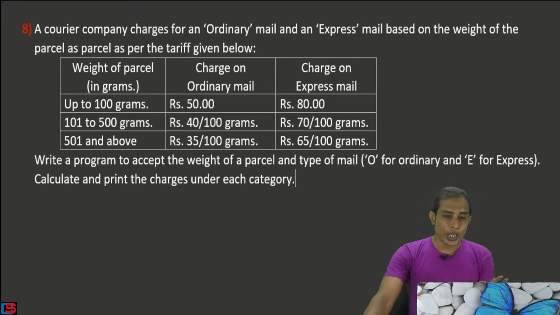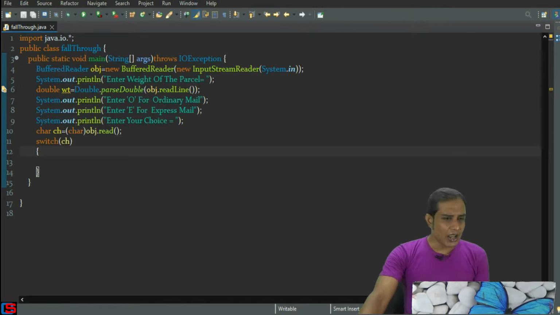Okay, so in this question you are going to learn what is fall through statement using switch case statement in Java programming language, along with how, why and when we are going to use the ceil mathematical function in Java. Okay, so let's start. You can see I have already printed the menu here, that O for ordinary mail and E for express mail, and then I am taking the input from the user as choice. Before printing the menu I am asking the user to enter the weight of the parcel, and the weight is being stored in the variable WT.